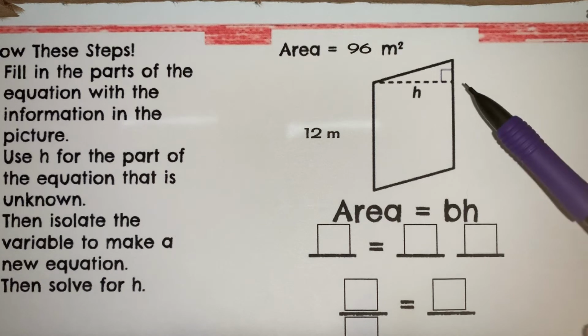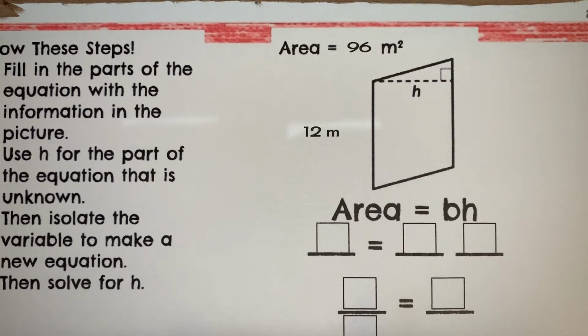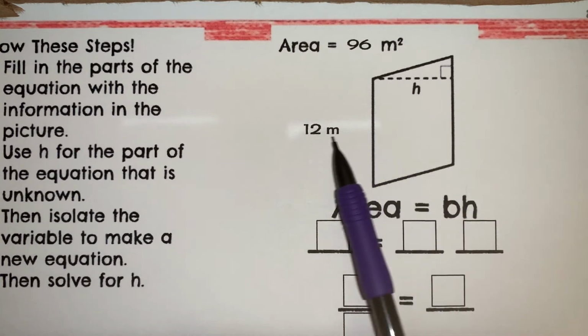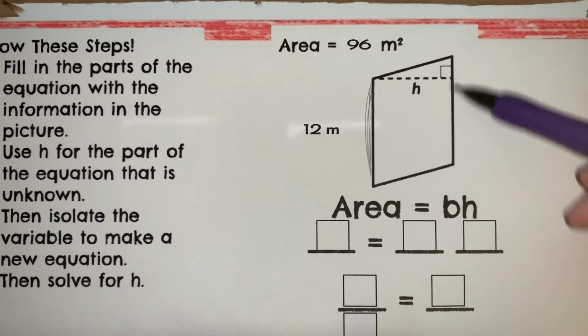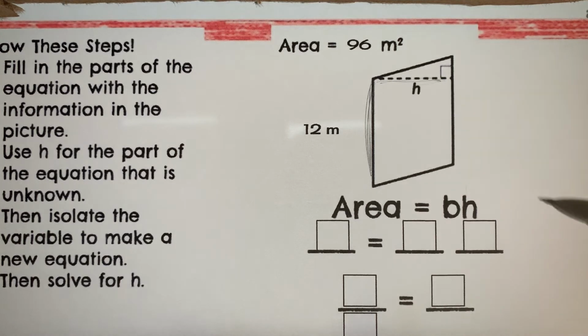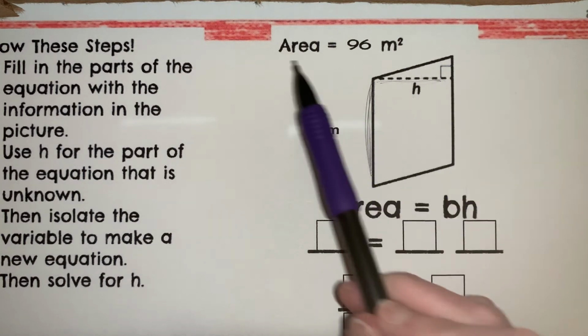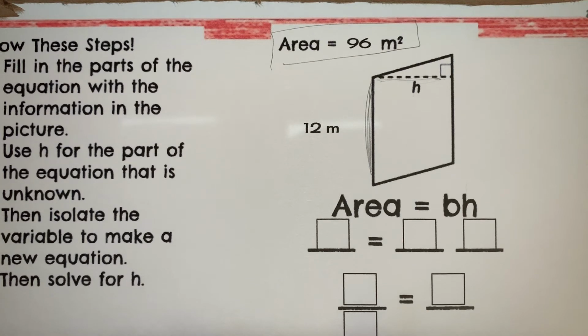Okay, so this time the parallelogram is the shape, and it gives us the base, which happens to be on the side, but it's a parallel side, so it's okay, and it gives you the height. But the height is with an H, so we don't know the exact dimension, but we do know that the total area is 96 meters squared. So we have to figure out what the height of this parallelogram is.